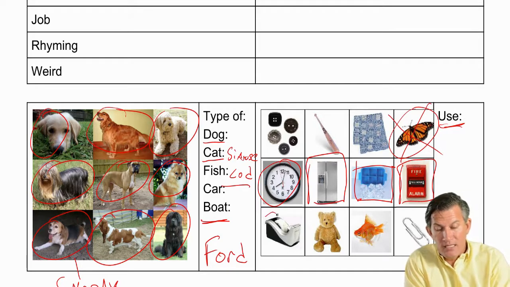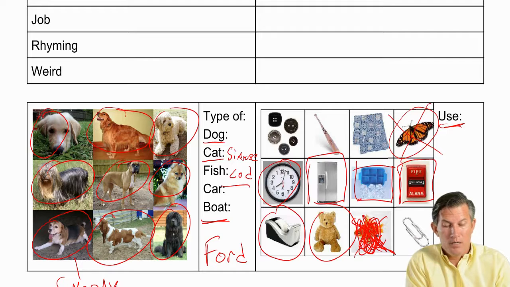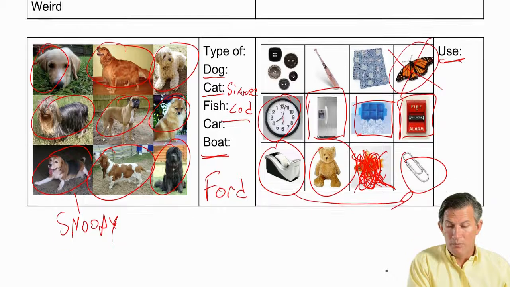Tape is to fasten things. Teddy bear is to comfort. Please do not use goldfish. Well, you can use them as a pet, but that's not bad goldfish. My pen didn't work. Okay, a paper clip is also used to fasten. These two things have the same use. Okay, but I don't know what you'll see on the test, but these are some. Okay, moving on.